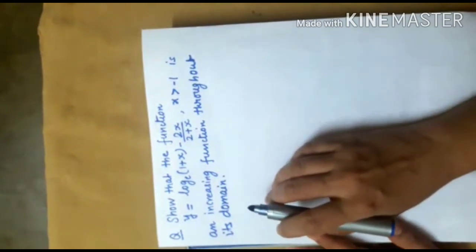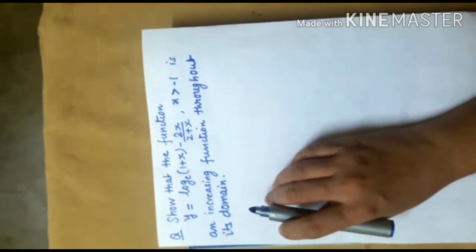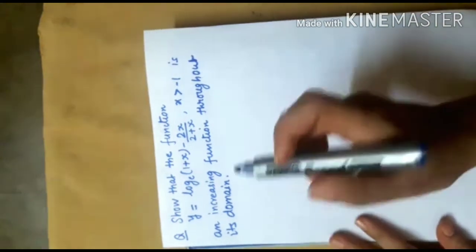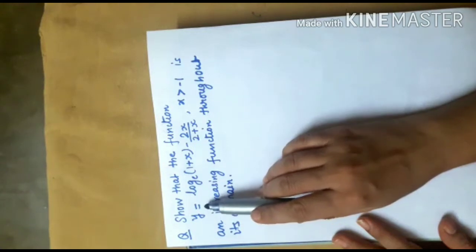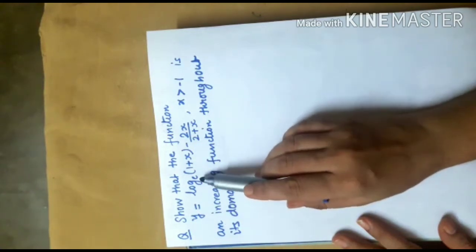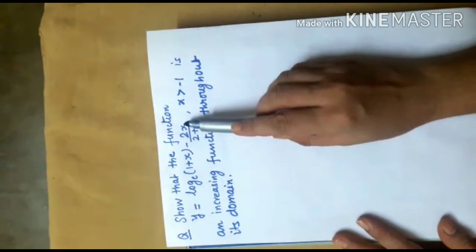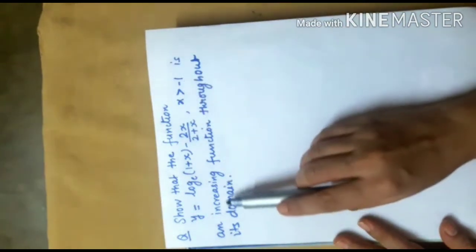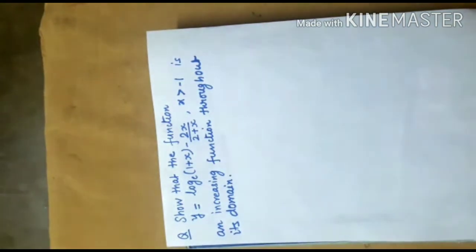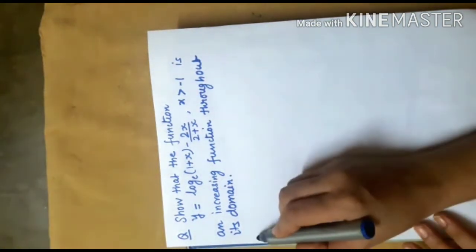In the last class, we discussed increasing functions, strictly increasing functions, decreasing functions, and strictly decreasing functions. So today I'll take up a few questions. The first question is: show that the function y equals log(1 plus x) to the base e minus 2x over (2 plus x), where x is greater than minus 1, is an increasing function throughout its domain. I have to show that this function is an increasing function.